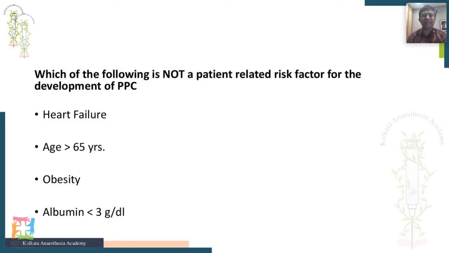Which of the following is not a very significant patient-related risk factor for the development of postoperative pulmonary complications? Okay, if you have voted, we will close the polling in 10, 9, 8, 7, 6, 5, 4, 3, 2, 1. I think most of you would have voted. You can end the poll and we will go to the next poll.